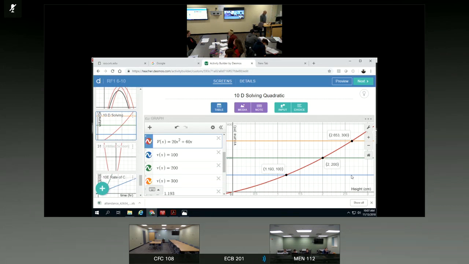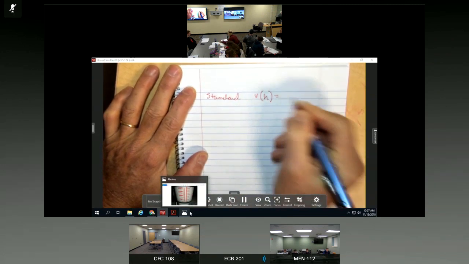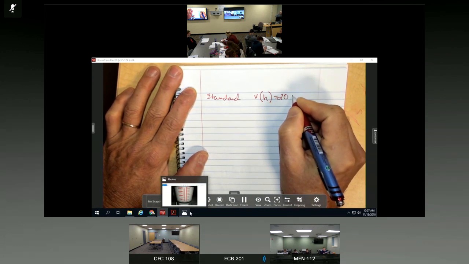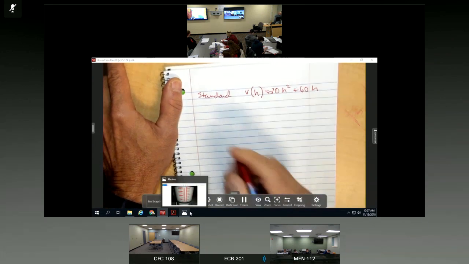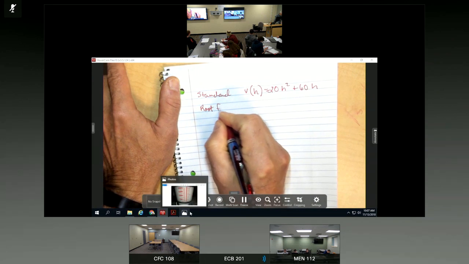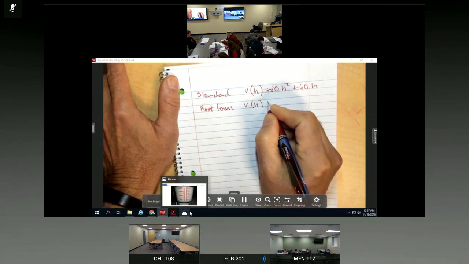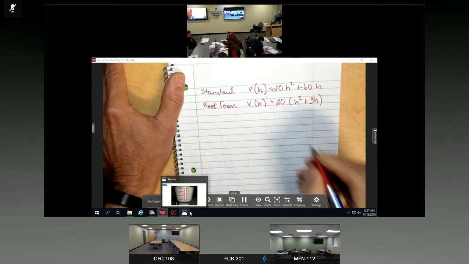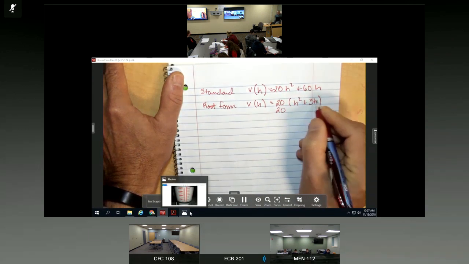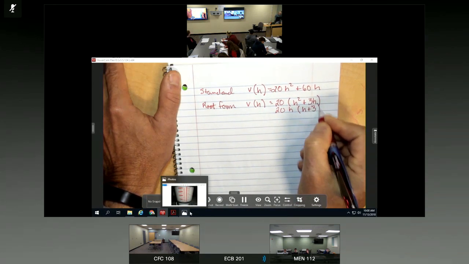Number 6. They give us something, but they don't tell us how they got there. Let's start with the standard form, which is volume as a function of height is 20h squared plus 60h. And let's get it into the root form. If we factor out the 20, we're left with h squared plus 3h. What can we take out of this part right here? No, the h. That was dumb. And we have h plus 3 left.